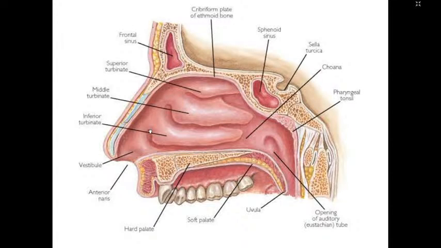So now you see this is the cross section. So the external nares, these are small vestibules. These are the turbinates, superior turbinate, middle, and inferior turbinates. They have a specific function, and then this is the opening of the eustachian tube. Okay, this connects with the middle ear. So your hearing can be affected if there is an inflammation out here.